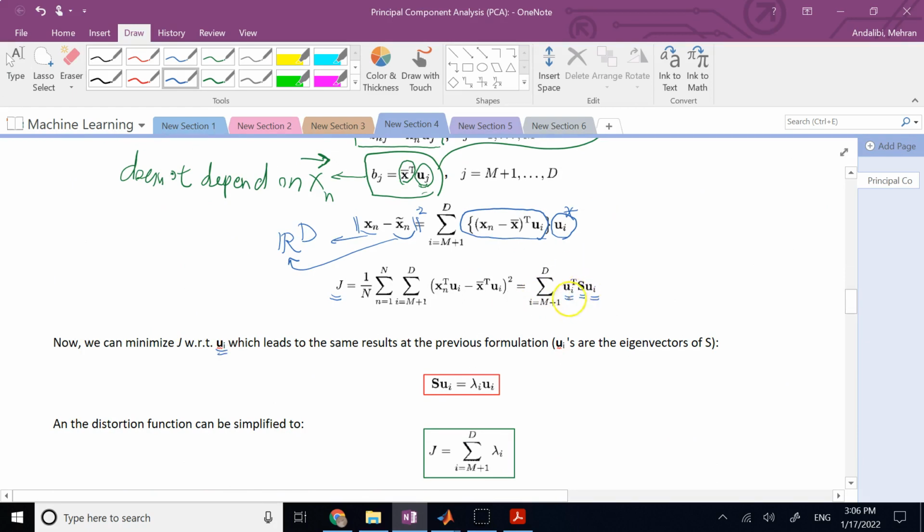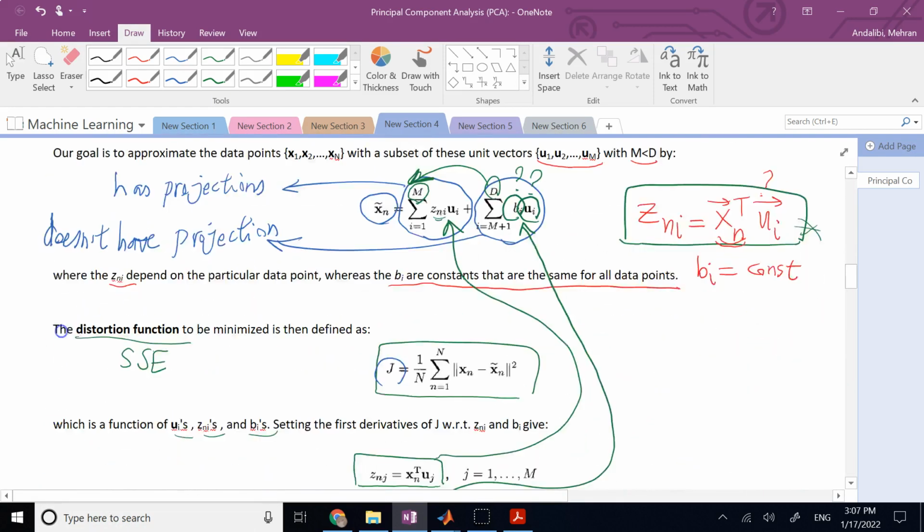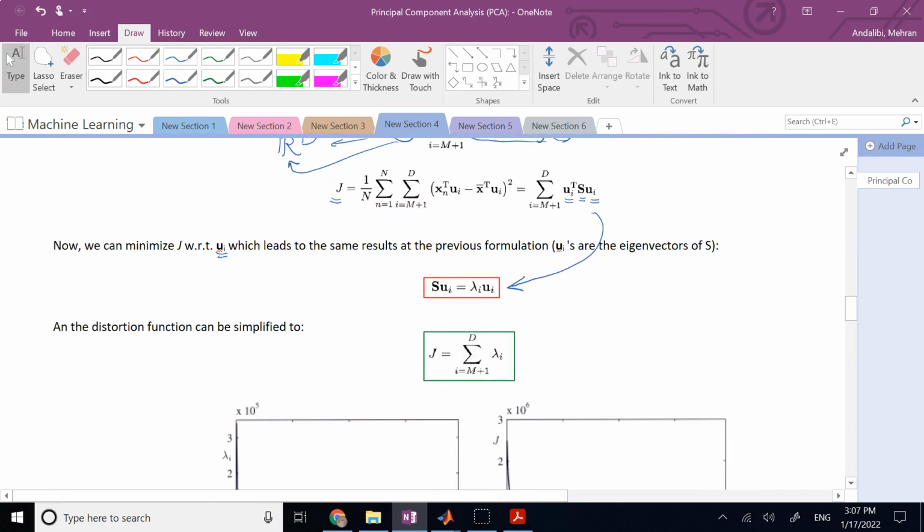So now you set the derivative of J with respect to ui equal to 0. If you do that, this is going to be the equation that you will get: SU equals lambda u. And guess what? Yes, we know this. We already had this up here, right? This is an eigenvalue problem, which tells you the u's have to be eigenvectors of the S matrix, and lambda's are eigenvalues of the S matrix. So how do we find the u's? By eigenvectors of the S matrix.